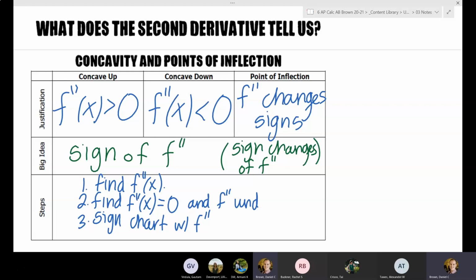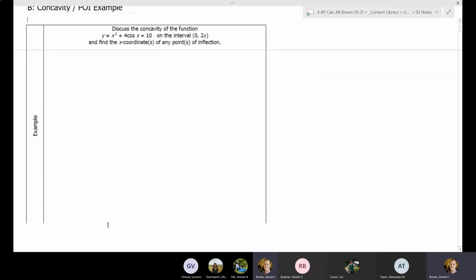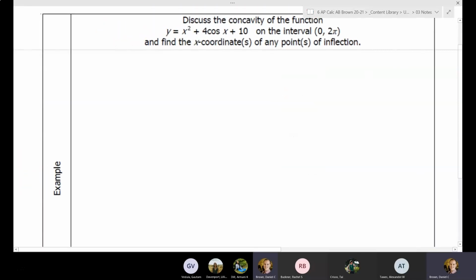So first example is this. I'm going to make that a little bit bigger. It says to discuss the continuity of the function, not continuity, concavity of the function. So we want to figure out the intervals of concavity. When is it concave up? When is it concave down? And then we also want to find the x-coordinates of any points of inflection. So we want to look at where that second derivative is going to change signs.